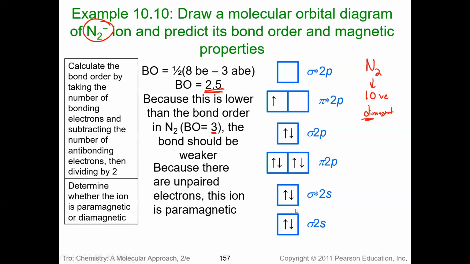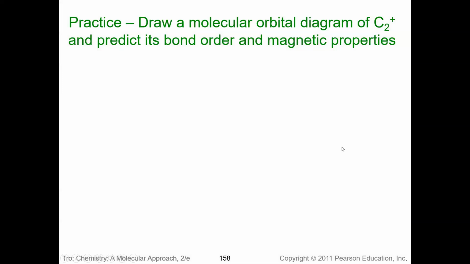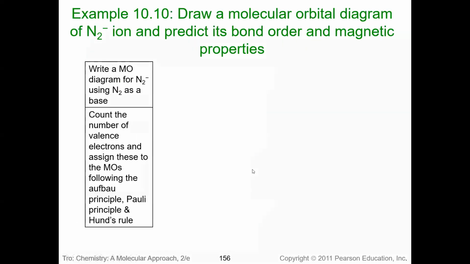And again, paramagnetic is attracted to a magnet. Diamagnetic is not attracted to a magnet. Okay, so let's try C2 plus. So again, we'd go back to that picture for carbon. I'm going to have to go back to the picture. I don't have it memorized either.